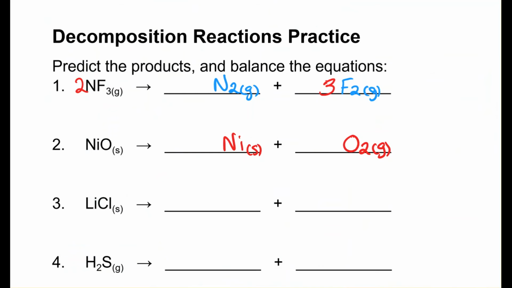And so we got to balance this thing. Okay, 1 nickel, no problem. 1 oxygen, 2 oxygens. Uh-oh. 2 of those and 2 of those. And that's how we're going to balance it. So we got 2 oxygens, 2 nickels, 2 nickels. No problem. You should be able to do the rest of these, okay?